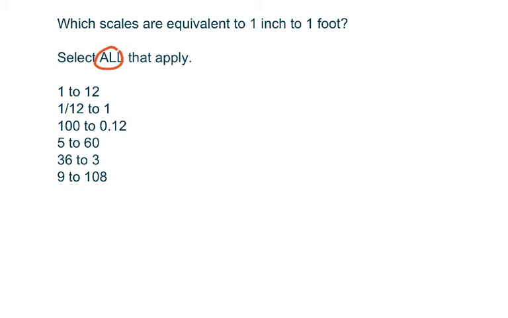So 1 inch is a lot smaller than 1 foot. So I knew I needed to have scales where the smaller number came first and the larger value came second. So with that in mind, I crossed off 36 to 3 because there is a relationship of 12, but it's in the wrong direction because 36 is 12 times larger than 3, not the other way around. I'm also going to cross off 100 to 12 hundredths because, again, with that relationship, yes, but in the wrong order.